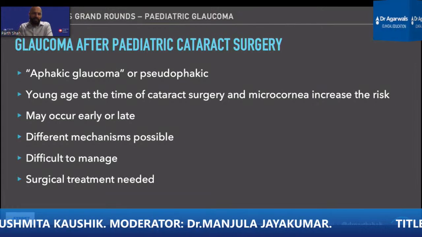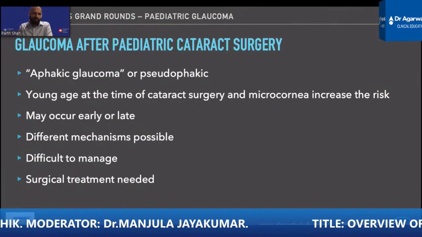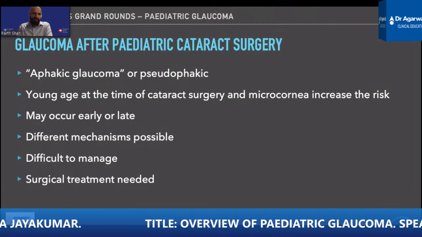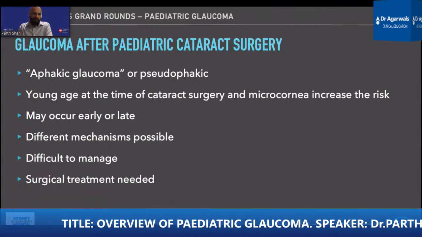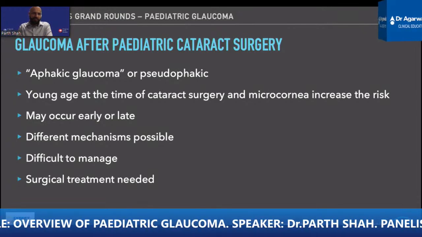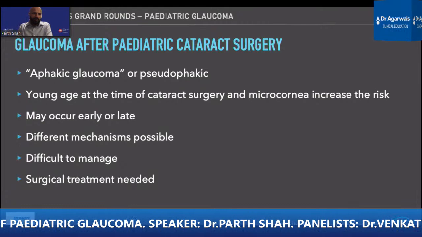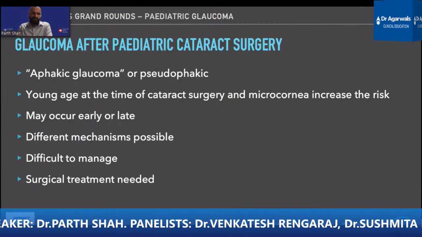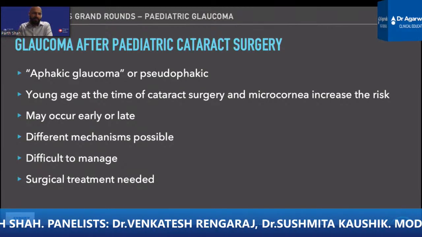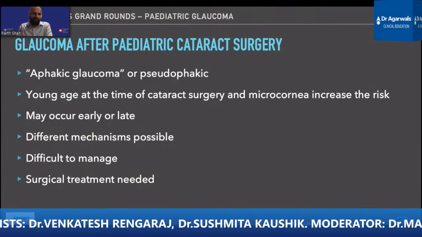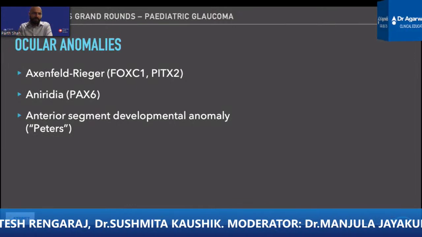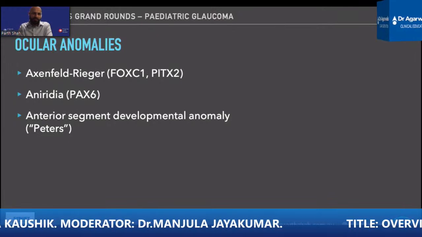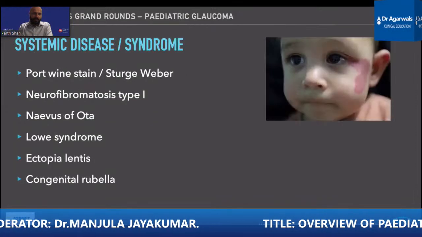In terms of glaucoma after pediatric cataract surgery, this can happen both in children who are left aphakic or have intraocular lenses inserted. The younger the age at the time of cataract surgery, as well as structural anomaly with a small anterior segment and cornea, increase the risk of developing postoperative glaucoma. It can happen soon after or many years after pediatric cataract surgery. There's various mechanisms which are postulated. It can be quite difficult to manage, and in general, surgical treatment is required. I mentioned the ocular anomalies such as Axenfeld-Rieger, aniridia and anterior segment developmental anomalies, which is previously termed Peters anomaly.